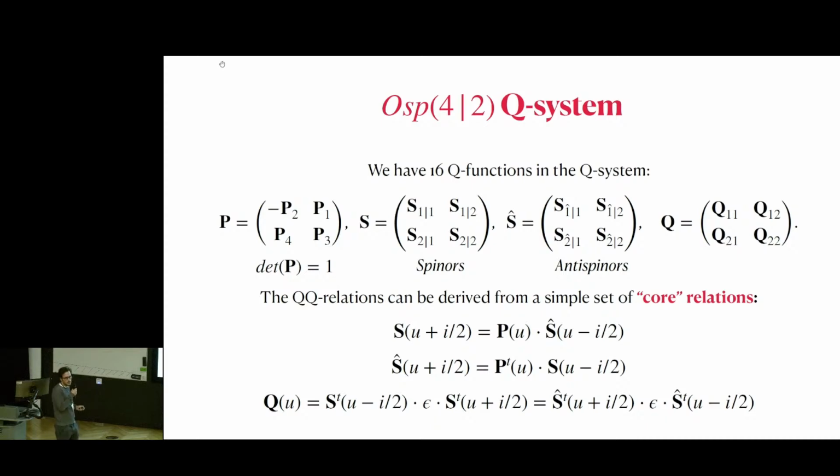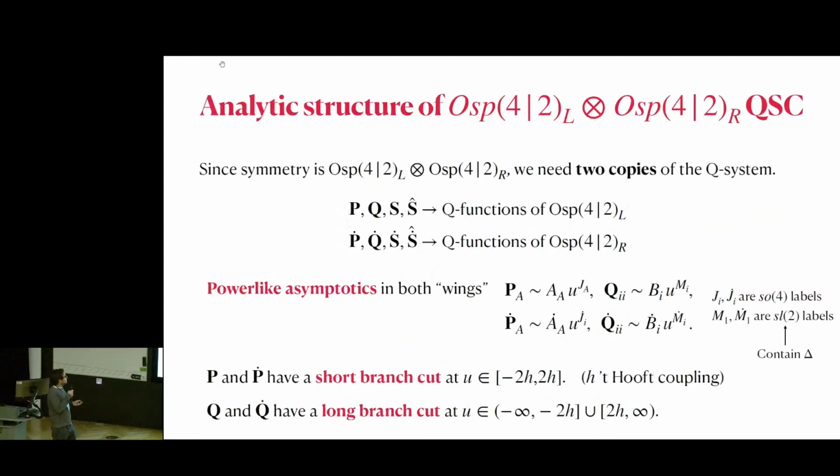This epsilon is just the antisymmetric tensor. So in some sense, this Q is less fundamental than the others. You can determine it completely by all the other 12: P, Q, S, and S hat. Then we need two copies of this Q system, so we'll have a total of 32 Q functions. The one on the L wing will have the same notation I introduced right now. On the R wing, we'll just add a dot on top of the Q functions.